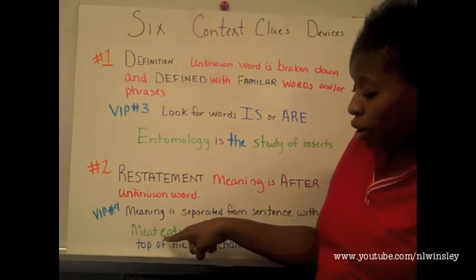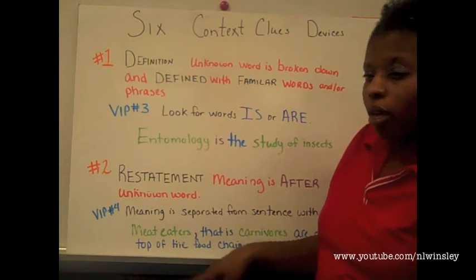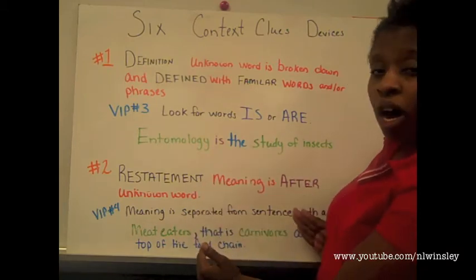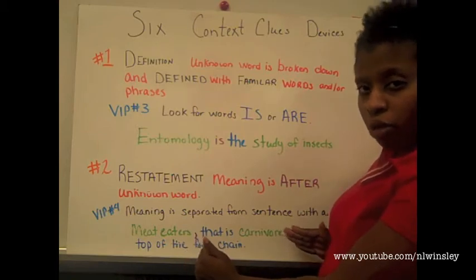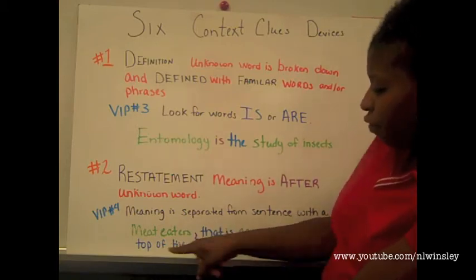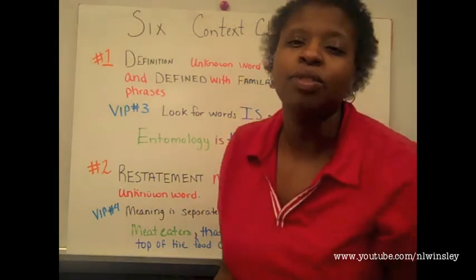My common word that I should know is meat eaters. My unfamiliar word is separated, or sandwiched, by 2 commas. So I know that carnivores literally means a person who eats meat, or a meat eater.